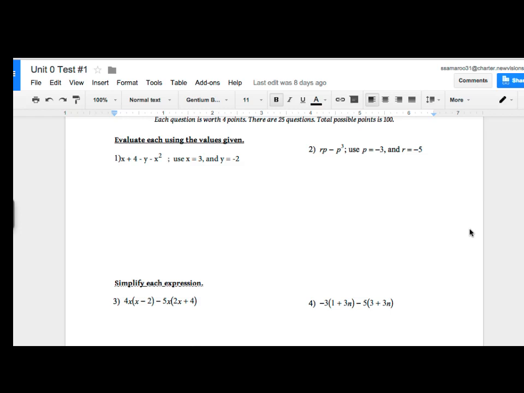So this is Miss Samaru. And this is Miss Ewing. So we're going to go over the test that we just took. This will be a guide for you when you're studying for the region. So we're going to go over piece by piece.